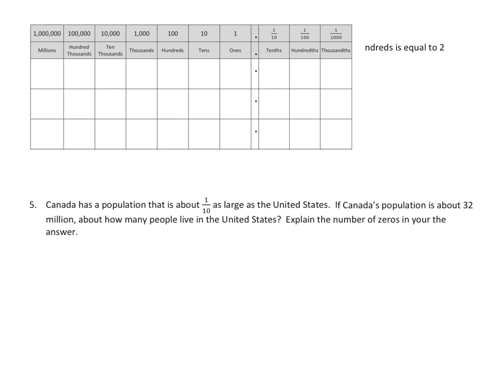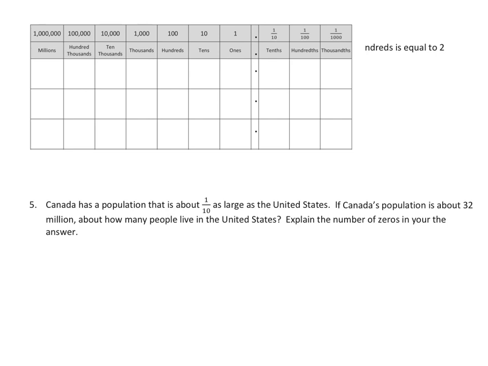And for our word problem on the last page of this problem set, number 5, we'll read it first for the first time through, and then we'll go ahead and annotate. Canada has a population that is about 1/10 as large as the United States. If Canada's population is 32 million, how many people live in the United States? Explain the number of zeros in your answer.